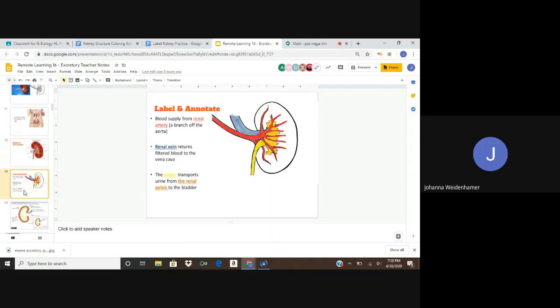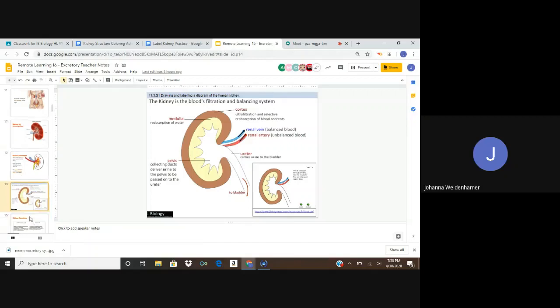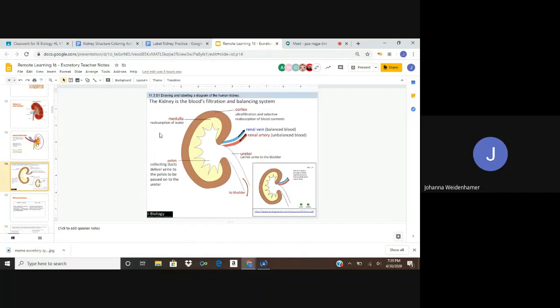So now let's dive a little bit deeper into the other aspects of the kidney that are going to play a role in excretion. So we have a couple other things that we're going to be annotating and labeling based off of this slide. So let's start off with, let's say, the medulla. So here we have the medulla, and the medulla is going to be where we are going to be reabsorbing a lot of water. And this is the space that is going to be right before the cortex.